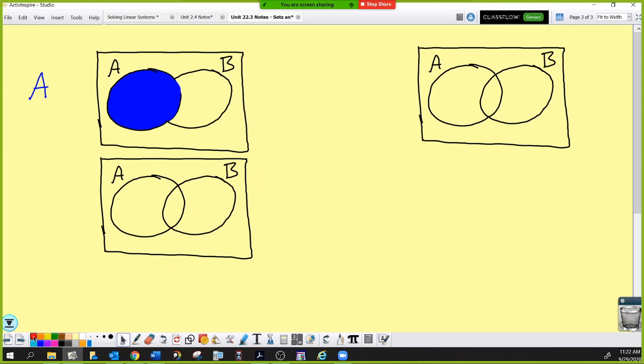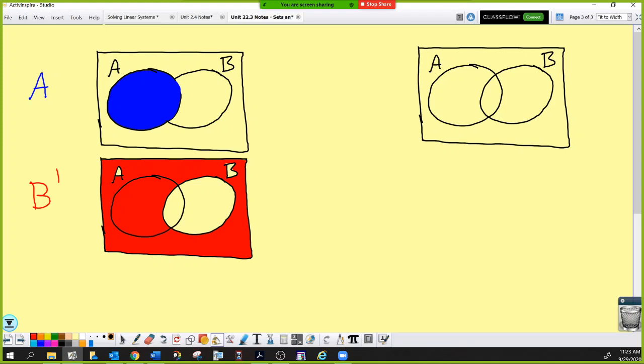Here is everything that is not B. Fingers crossed. Jackpot. That's not everything that's not B. That's also not B. Does that make sense? Yeah. Okay. Hold on. B prime means not B. Great.